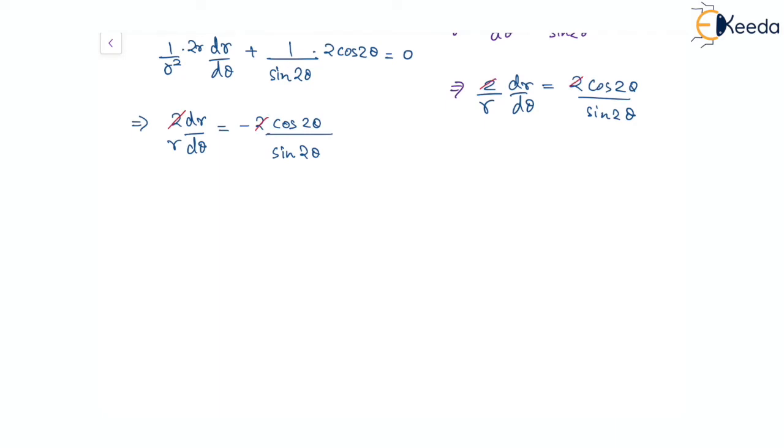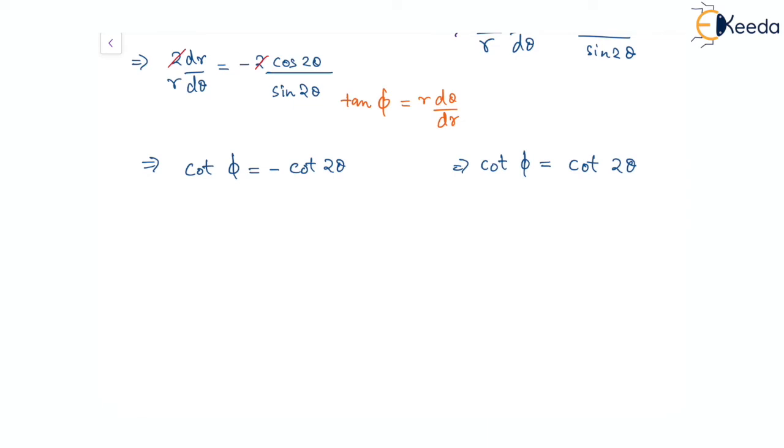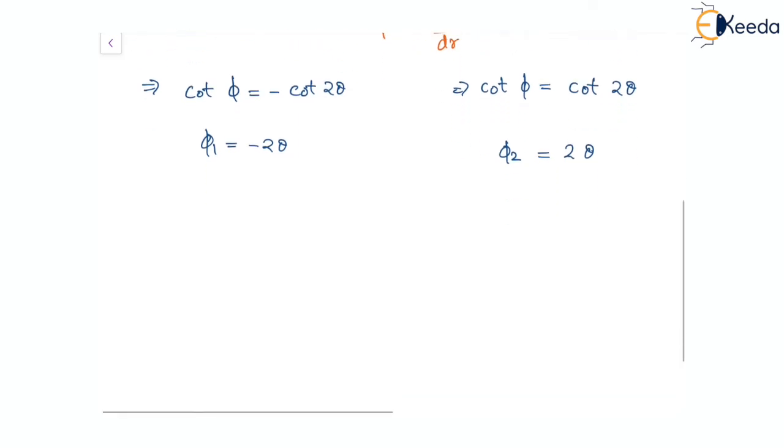And since we also know that tan of phi is given by the expression r d theta by dr, these two expressions are actually cot of phi equal to minus cot 2 theta, and the second one is cot phi equal to cot 2 theta. Which means that one of the angles, let's say phi 1, is actually minus 2 theta, and the second one, phi 2, is just 2 theta. So phi 2 minus phi 1, or phi 1 minus phi 2, anything, phi 2 minus phi 1 is actually 2 theta minus of minus 2 theta, which is 4 theta.